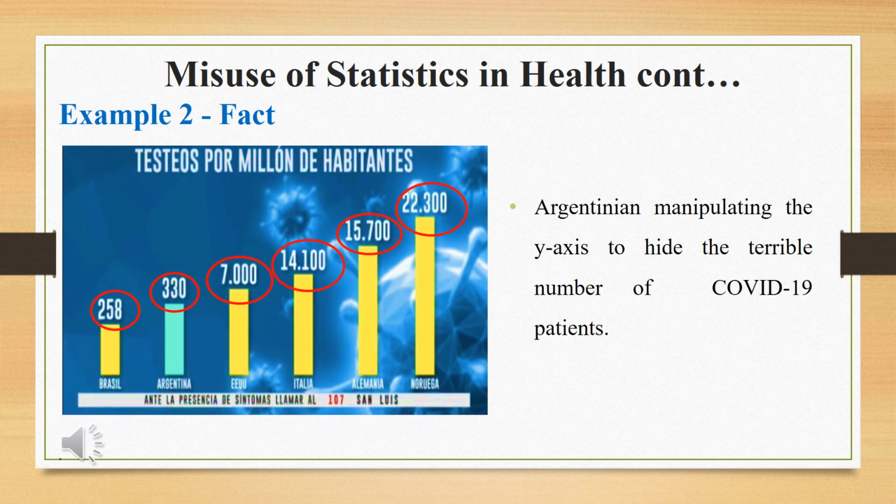This is also a similar type of example. Argentina News presented a graph of the number of positive COVID tests per million people in their country with no y-axis. Well, the fact is that they are manipulating the y-axis to hide the terrible number of COVID-19 positive cases. That's the most dangerous thing. The graph makes Argentina look decent at testing people while it's clearly not the case. By looking at this misleading graph, no one can understand the real rate of COVID patients. How terrible!